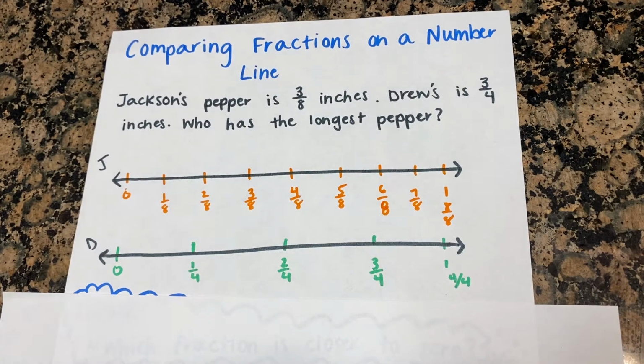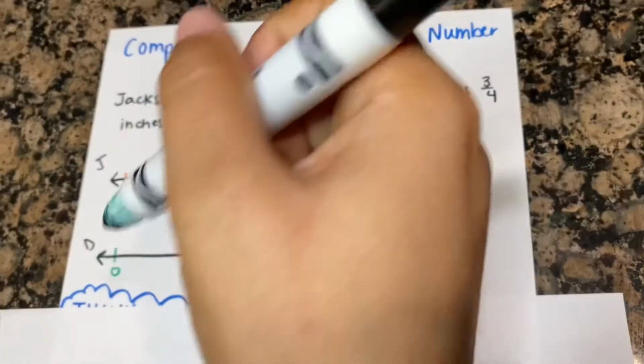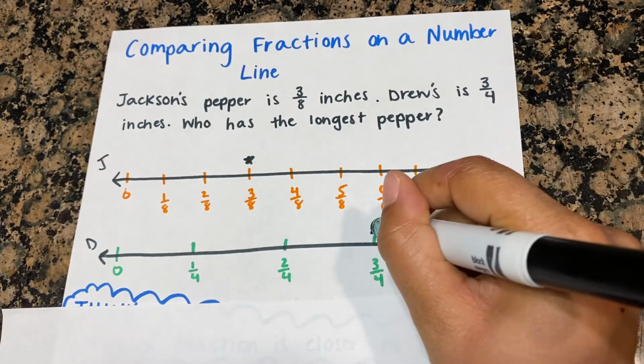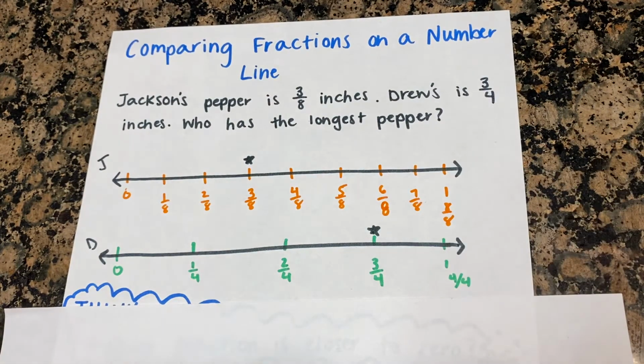Okay. So the next thing that you're going to do is you're going to find, I heard you say, the two fractions that you are comparing. So how did you use your number lines to compare these two fractions? We know Jackson's pepper is right here, 3/8, and Drew's pepper is right here, 3/4. How did you use your number line to compare these fractions? Say your answer out loud.